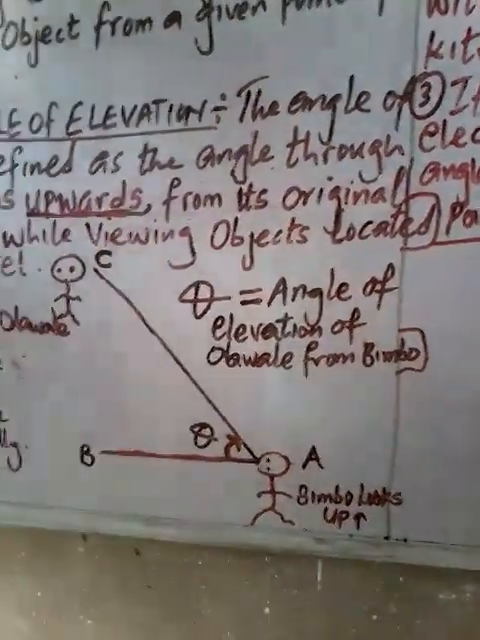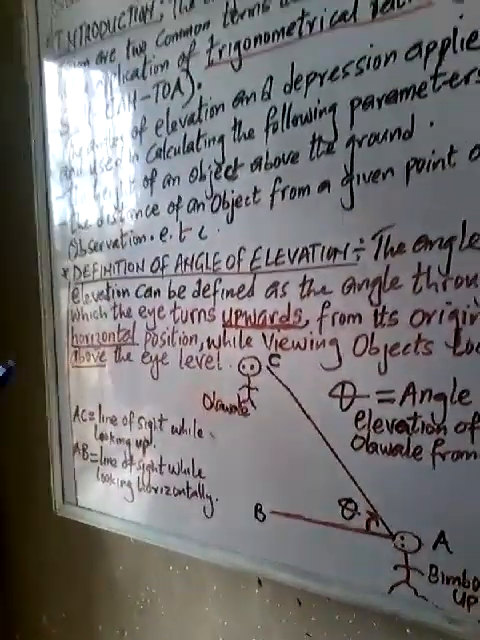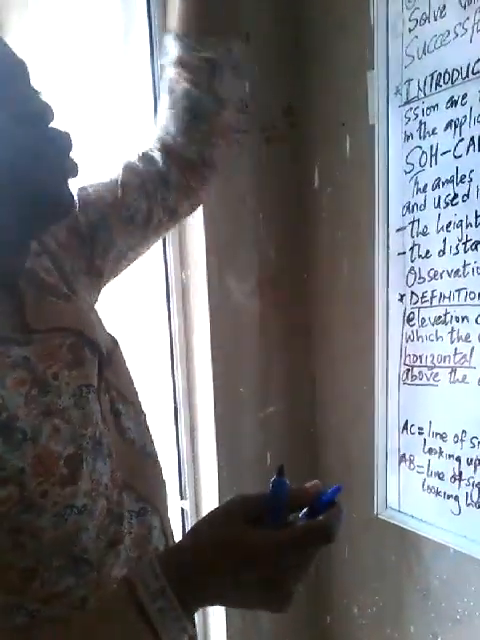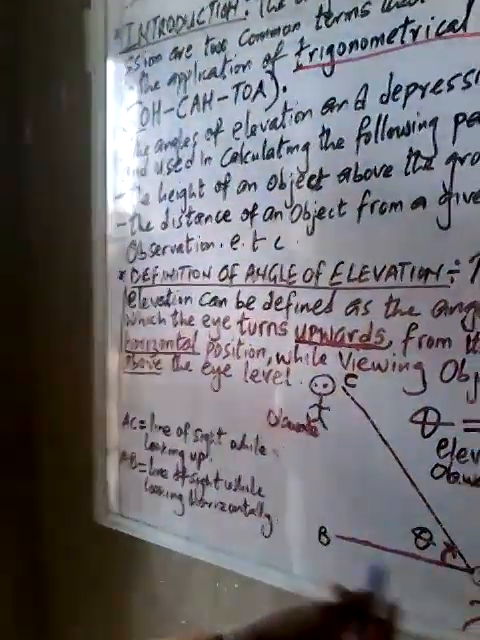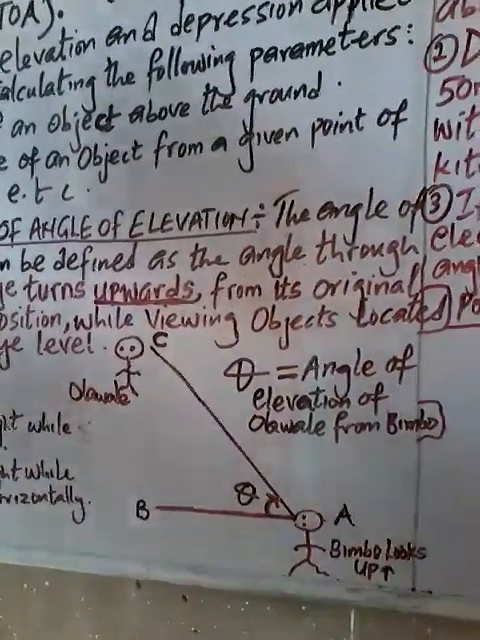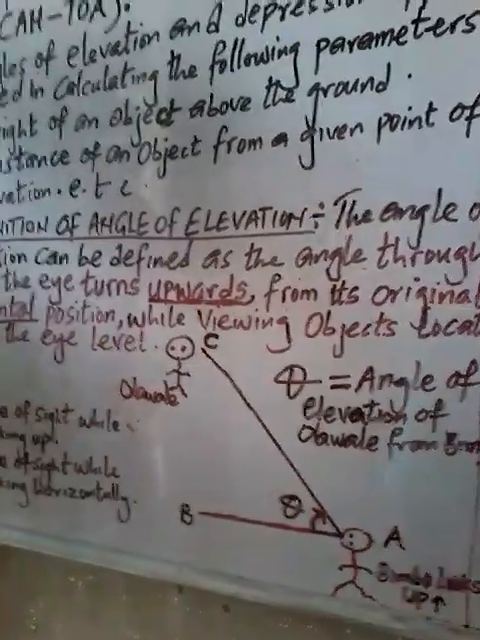So when you are talking about angle of elevation, it will talk about the angle of elevation of an object you are looking at from the point of view of the person that is looking at it. Line AC here, let's say where Bimbo is standing is A, and this is the point where Olawale is standing, C.